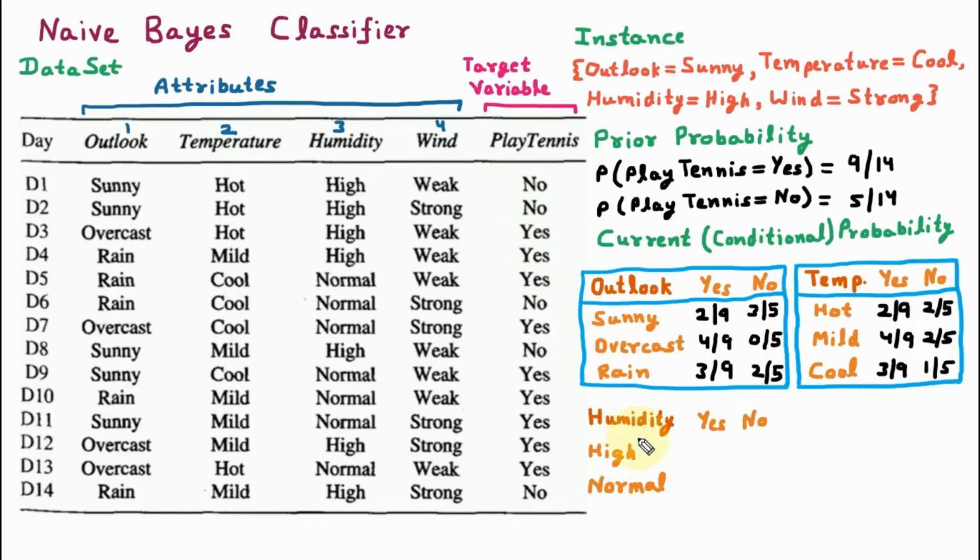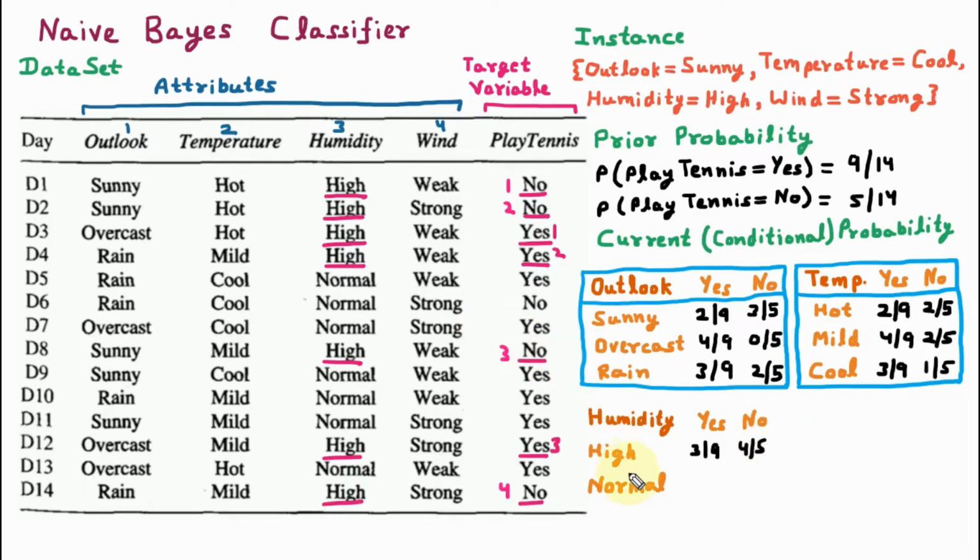So in the humidity, first of all take the high and highlight all the high and their corresponding outcomes. Number of yes are 1, 2 and 3. So 3 divide by total, which is 9. And number of no are 1, 2, 3 and 4. So 4 divide by total, which is 5.